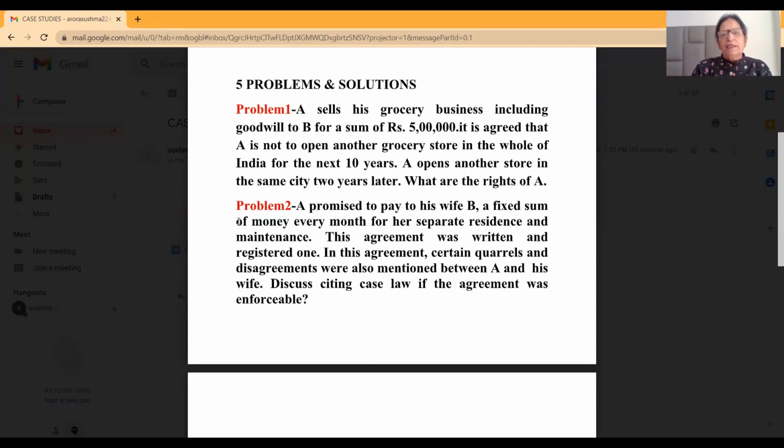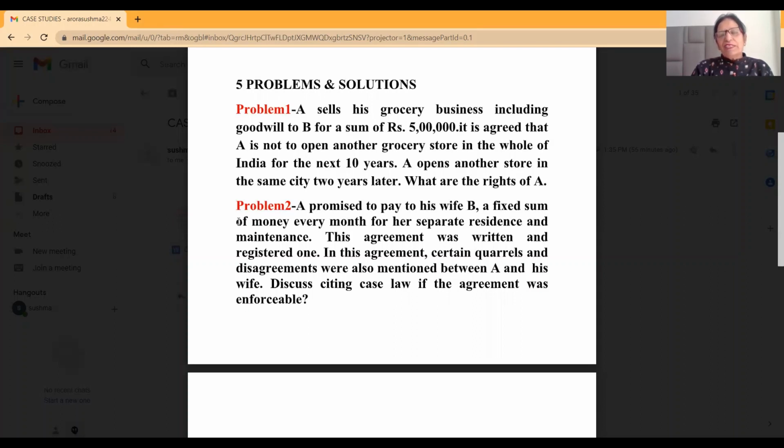Four conditions are there. The promise must be made in writing. It must be registered, and it should be made on account of natural love and affection. And parties must stand in near relation to each other. So parties are standing in near relation to each other, because parties must be related by blood or by marriage. And as husband and wife, they are related by marriage. All conditions are there, but one condition is not met here. In the agreement, certain quarrels and disagreements were also mentioned between husband and wife.